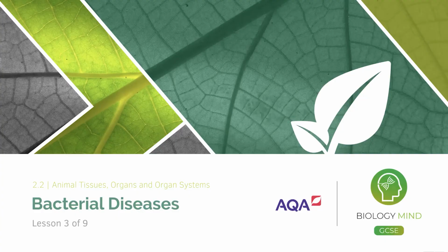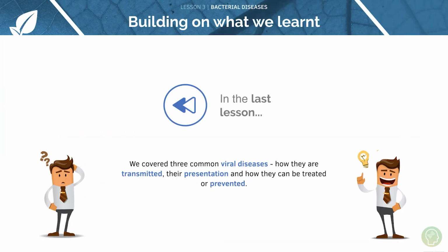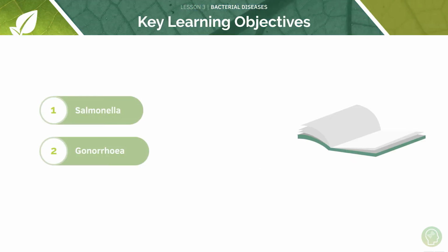So let's get started. Hello and welcome to tutorial 3 of 9 on communicable diseases, and today we're going to be looking at bacterial diseases. In the last lesson we had a quick look at 3 common viral diseases, and we had a look at their symptoms and also at how they're transmitted and how they can be prevented. In a similar way we're going to have a look at these bacterial diseases. The 2 that we're going to look at today are Salmonella and Gonorrhoea.